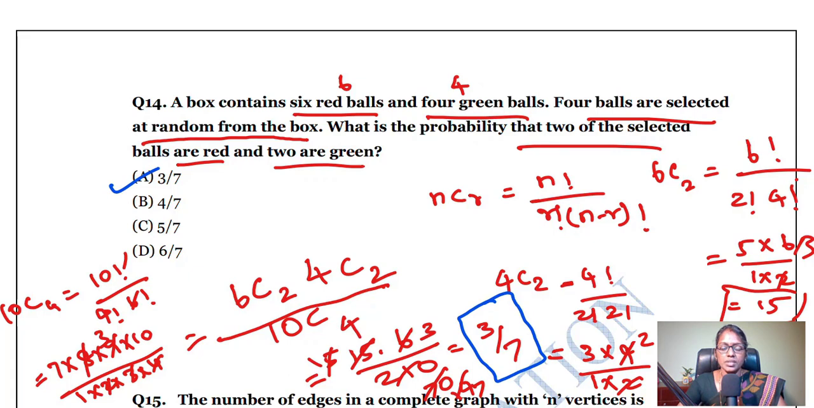Just remember this nCr formula, n factorial divided by r factorial into (n minus r) factorial. Apply that and see the result.